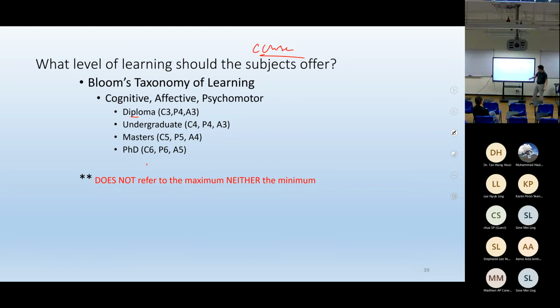Now, take note, caveat, this does not refer to the maximum nor the minimum. This is to show you the expected coverage, but it doesn't mean diploma must be until C3. You can go to C5, small but over it. If you're looking at design, when students can draw and create, that is creation. They can actually design their own animation. But they're diploma, does that mean it's wrong? No, that is creation. You create. So theirs is actually a C5.